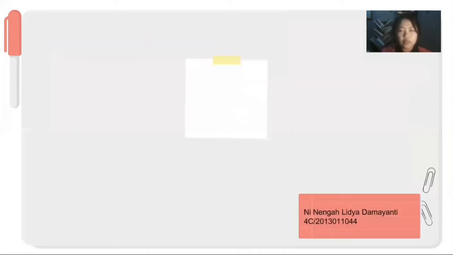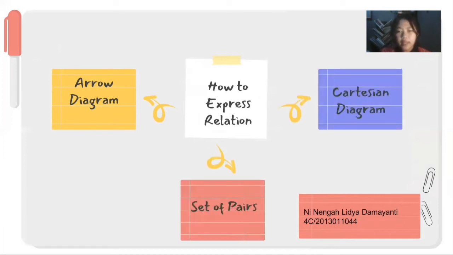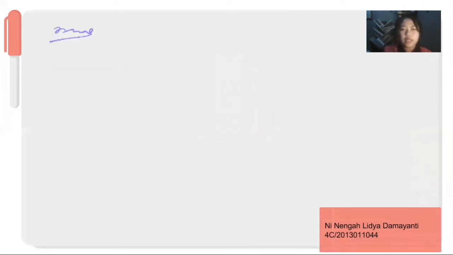Okay, next we will talk about how to express relation. So to express relation, there are three ways, namely arrow diagram, Cartesian diagram, and set of pairs. Okay, let me make an example that R is a relation square number. So to express this relation, we can use the three ways.